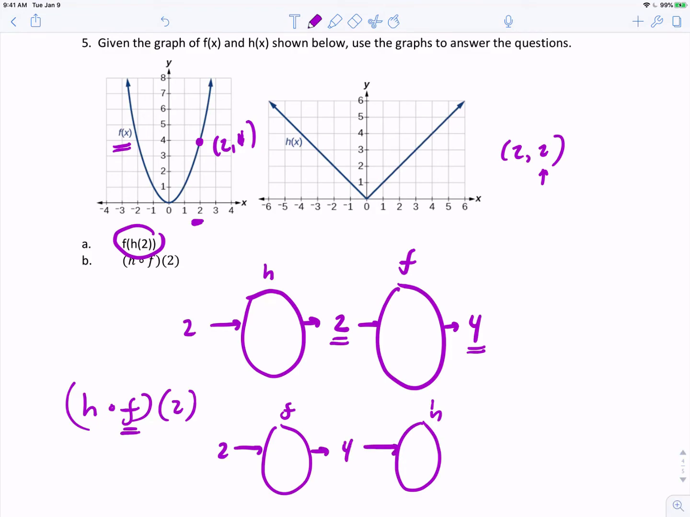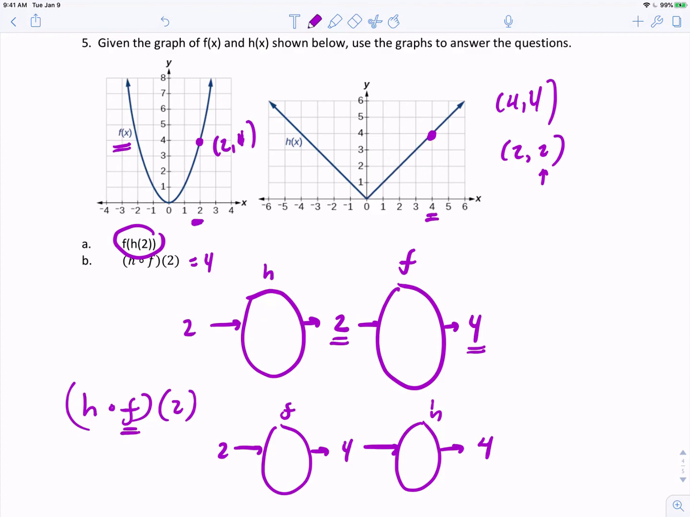Now we're going to look at h. We're going to come here to x is equal to 4 and ask ourselves, what's the y value? Oh, the y value would be equal to 4. It goes through the point 4, comma 4. And so when x is 4, y is also 4. And so the value for h dot f of 2 is equal to 4.